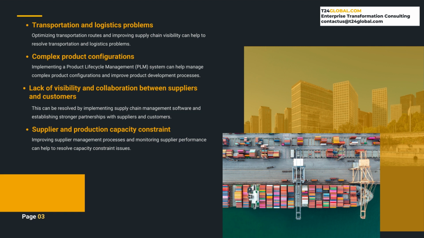8. Supplier and production capacity constraint. Improving supplier management processes and monitoring supplier performance can help to resolve capacity-constrained issues.